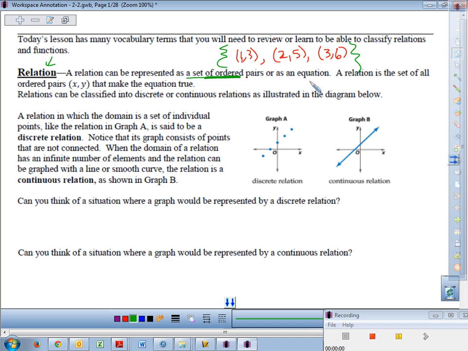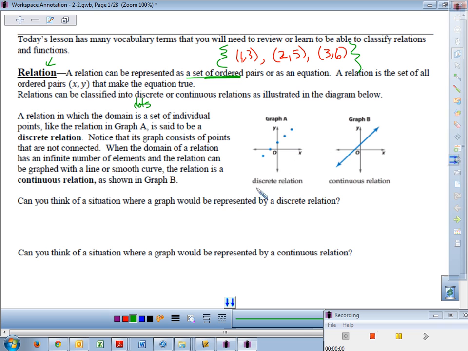And it could be an equation. It would be the set of all ordered pairs that make the equation true. So a relation can be classified into discrete, which means dots. Let's put that underneath the word there. Discrete means dots. Or continuous relations, which means like you filled in the dots. You connected the dots with your line.